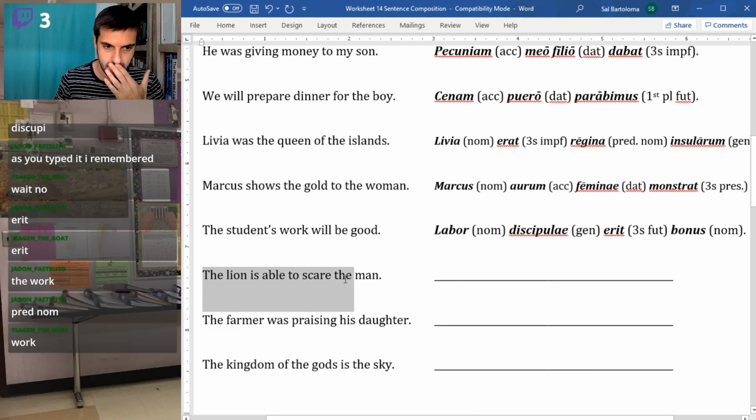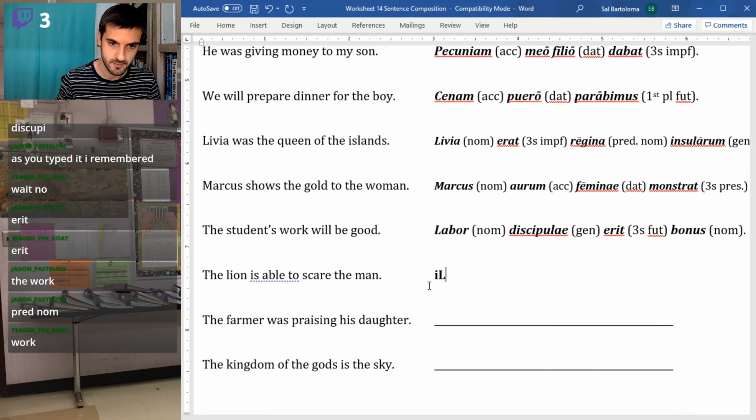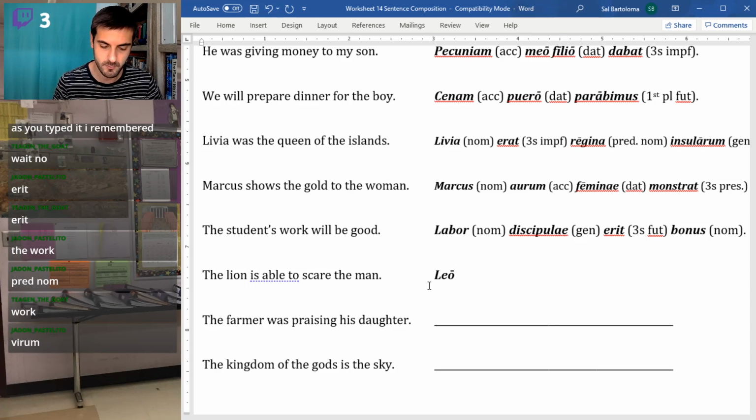Next one here, the lion is able to scare the man. So the lion might be a new word for us. The nominative of that word is leo. Leonis would be the genitive, makes sense. The lion is able to scare the man. So let's keep the verby stuff for the end. What case is the man going to be? The lion is able to scare the man.